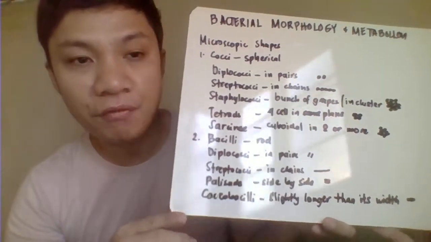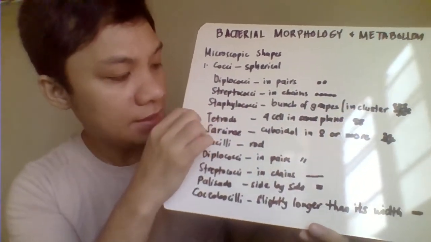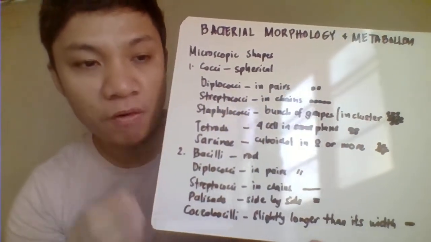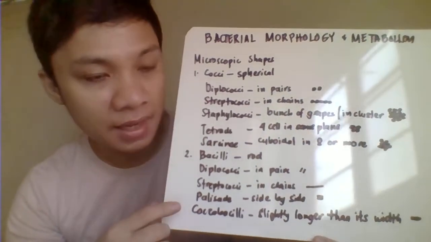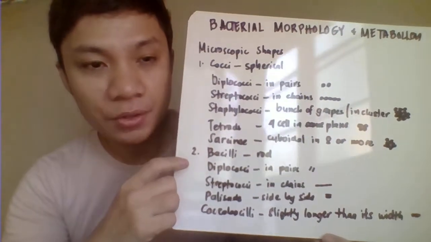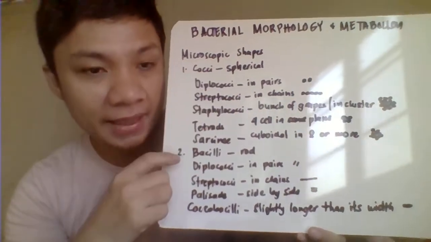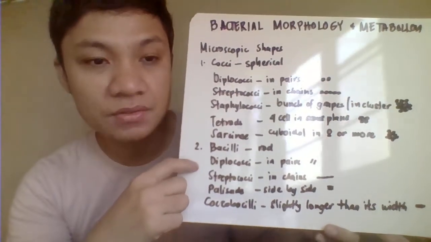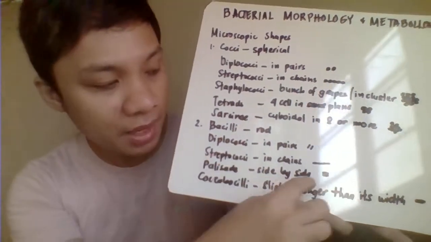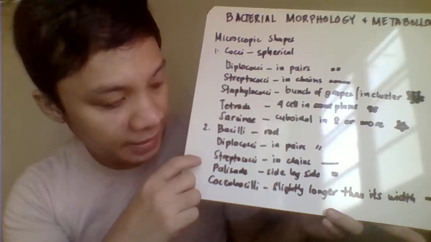On the other hand, they are able to form a group of four. You call that one the tetrad. And then we also have the sarcinae when they are in a group of 8 or more cells. On the other hand, bacilli are those bacteria which are elongated. When they are in pairs, you call that one diplobacilli. And when they are in chain, you call that one streptobacilli.